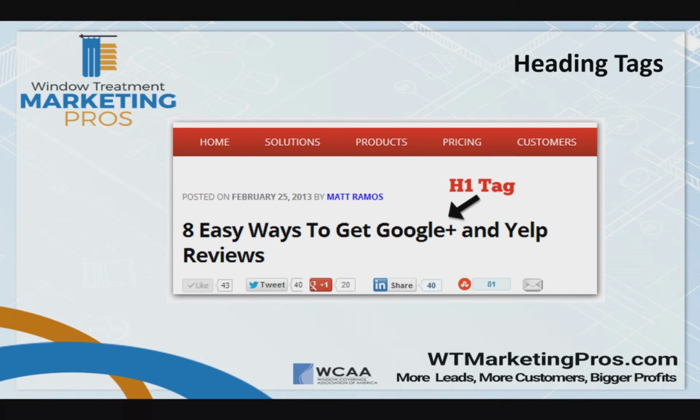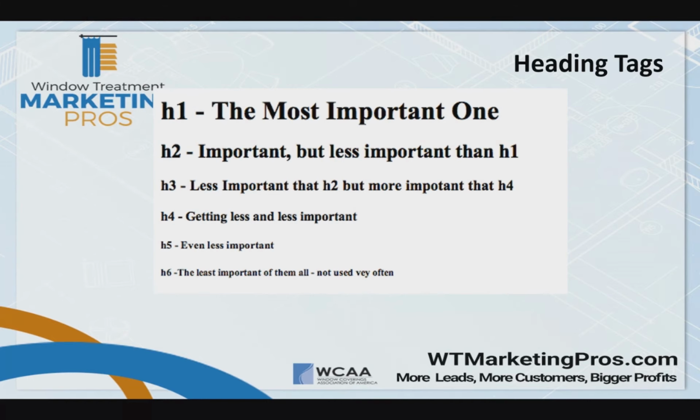Obviously, the H1s are the most important, and then they get less important as they go on. In fact, most people rarely use 4s, 5s, and 6s. We don't often even use H3s on sites, but definitely 1s and 2s for sure. All right, next up is meta descriptions.